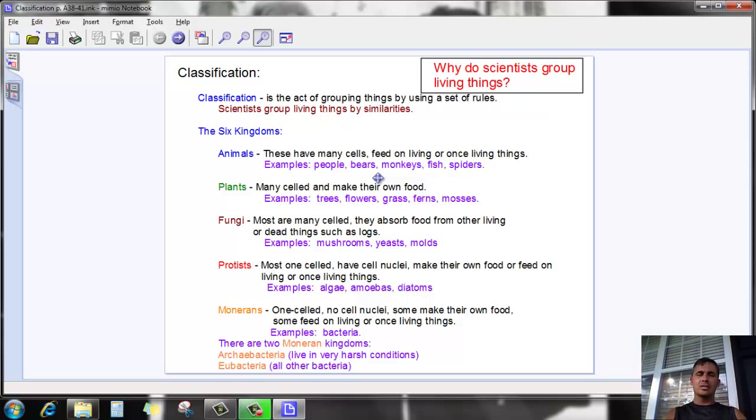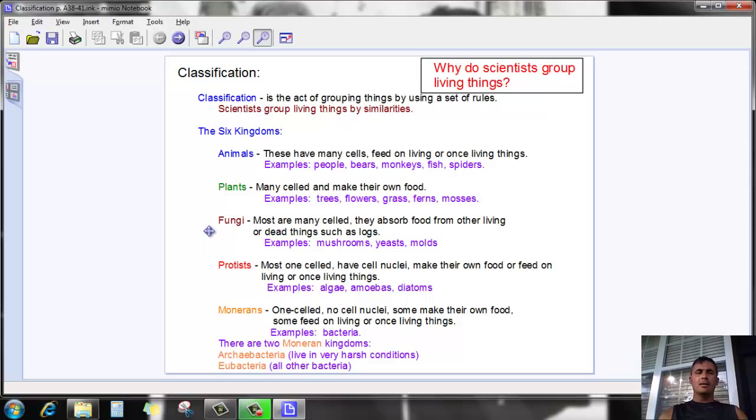They create it through photosynthesis. Animals can't do that. Animals have to go and find something to eat. Plants can't run around. They can't go looking or searching for something or hunt. So they make their own food, which is pretty awesome. So that's what you have to have. Those are the rules for being a plant: lots of cells, and you make your own food.